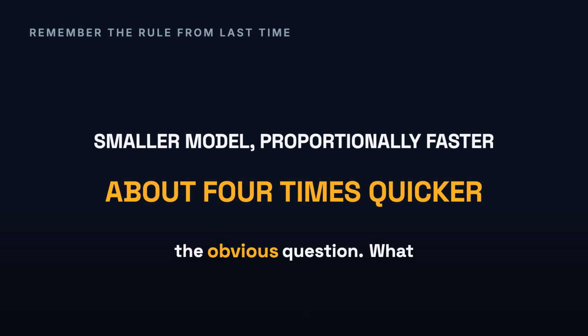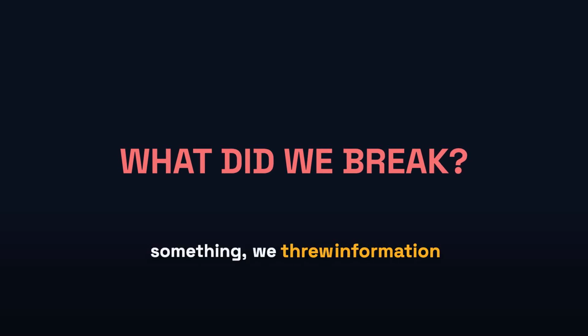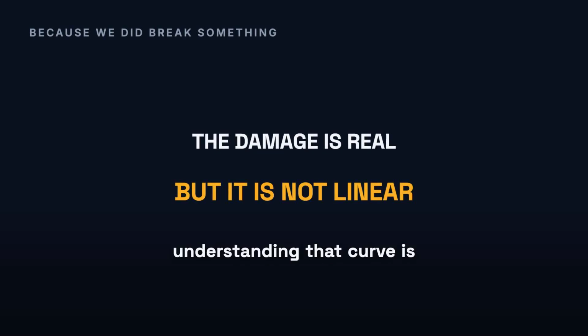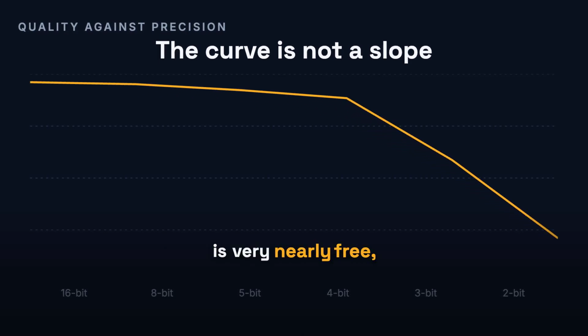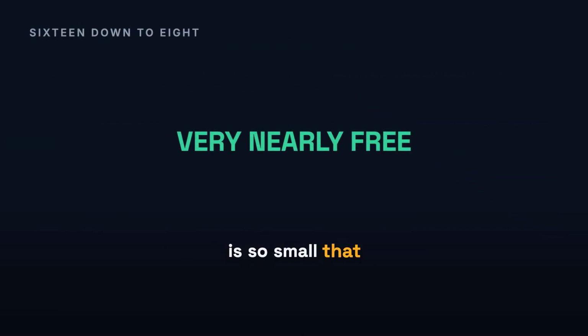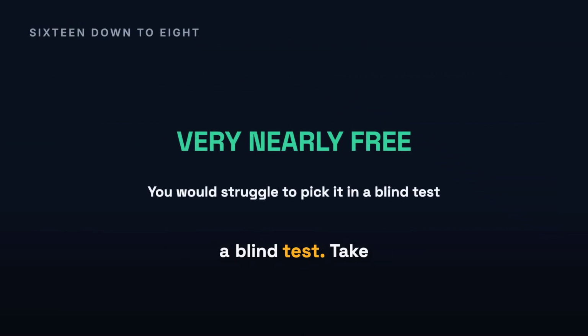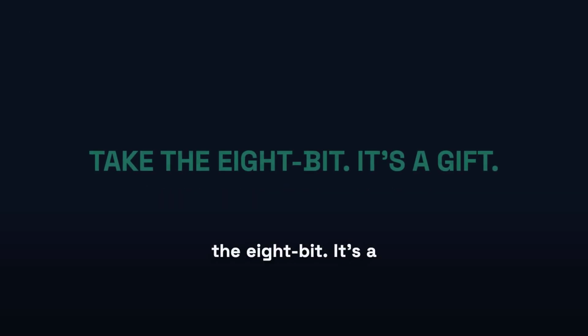Which brings us to the obvious question. What did we break? Because we did break something, we threw information away, and the honest answer is that the damage is real, but it's not linear. And understanding that curve is really the whole skill here. So going from 16-bit down to 8-bit is very nearly free, and the quality difference is so small that you'd struggle to pick which is which in a blind test. Take the 8-bit, it's a gift.